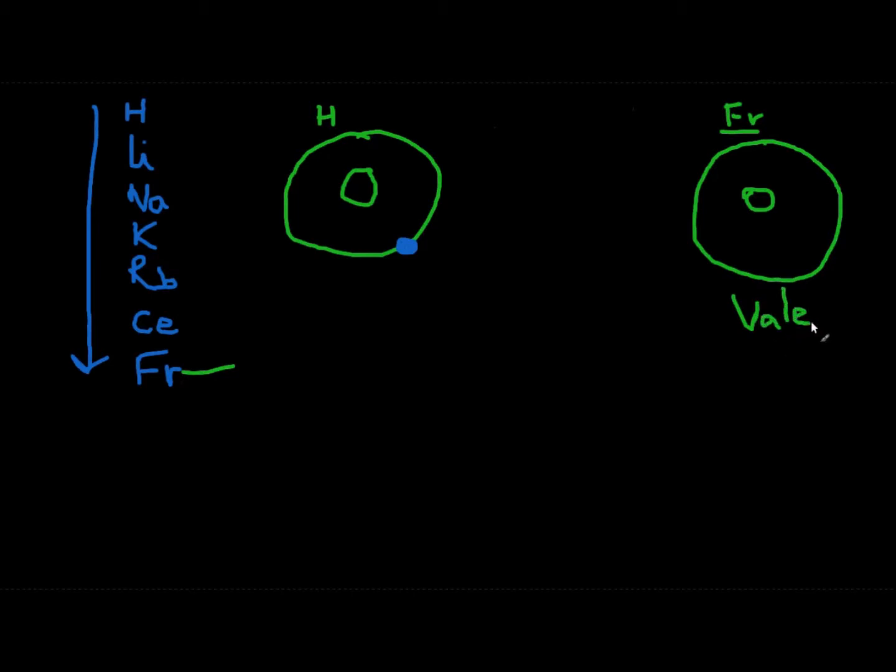Valence shell. Right. Now another thing, I do know one thing for sure, that even francium in its valence shell will have only one electron, since it lies in group 1.